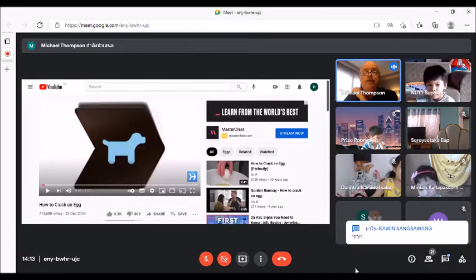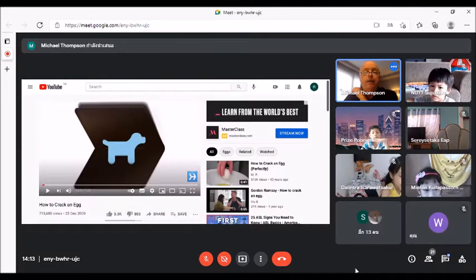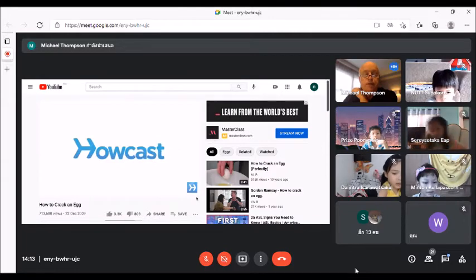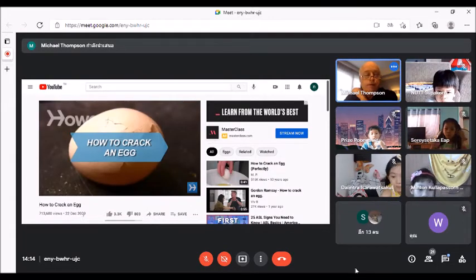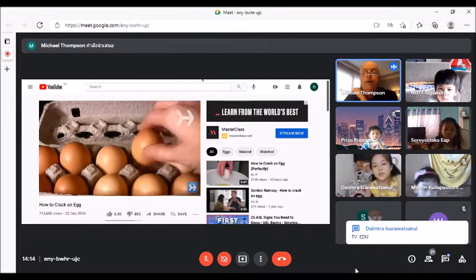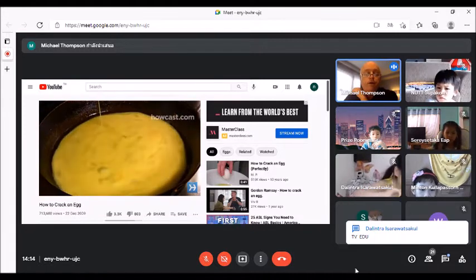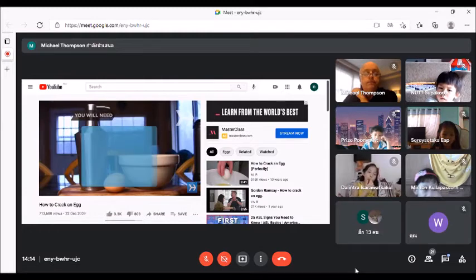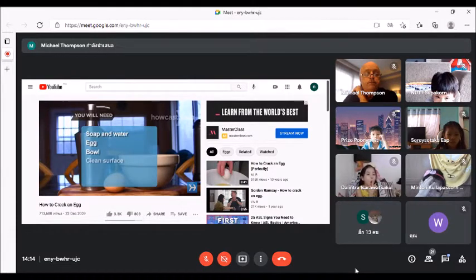All right, let's have a look. So there's an egg. Well, how to crack an egg. No need to walk on eggshells if you're looking to make scrambled eggs or your favorite homemade cookies. Take a crack at this simple task. You'll need soap and water, an egg, a bowl, and a clean surface.